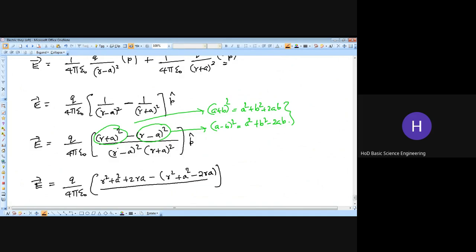Now in the denominator, using A square minus B square, like this we can write, (R square minus A square) whole square. Now this minus sign, you can take that inside.